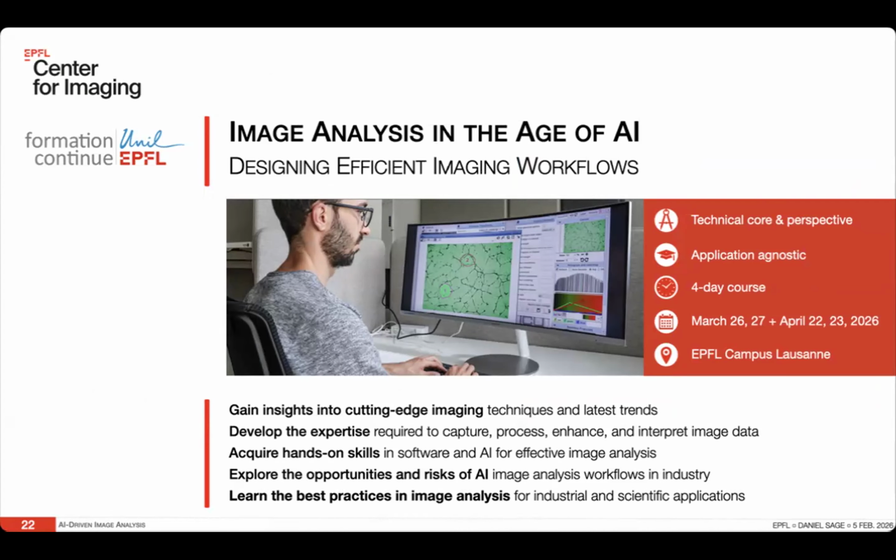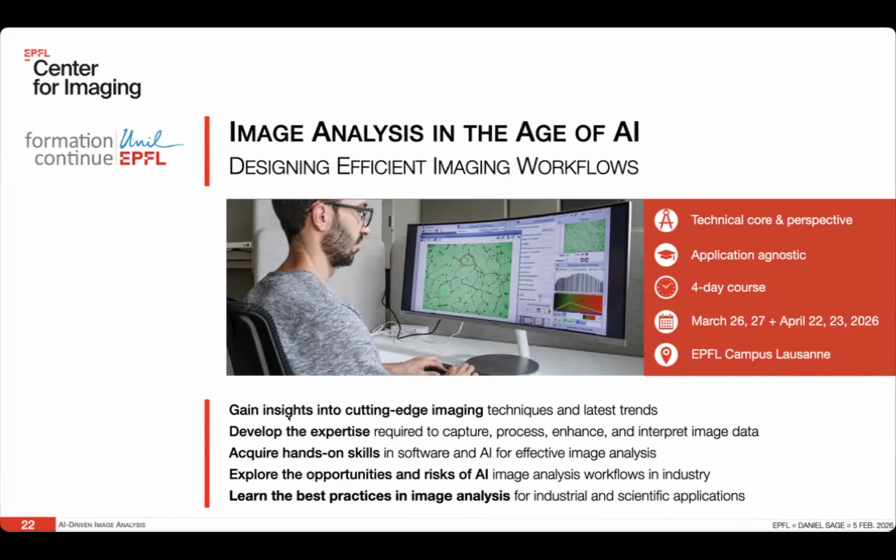You see that all this image analysis could be seen as a pretty difficult task. So having the skill to be able to design efficient imaging workflows in the age of AI is very important. So that's why we have decided to organize these courses. It's a 4-day course that will happen in March and April. It's a mixture of technical core and more perspectives. And what's important to notice is that it's independent of the application, application agnostic.